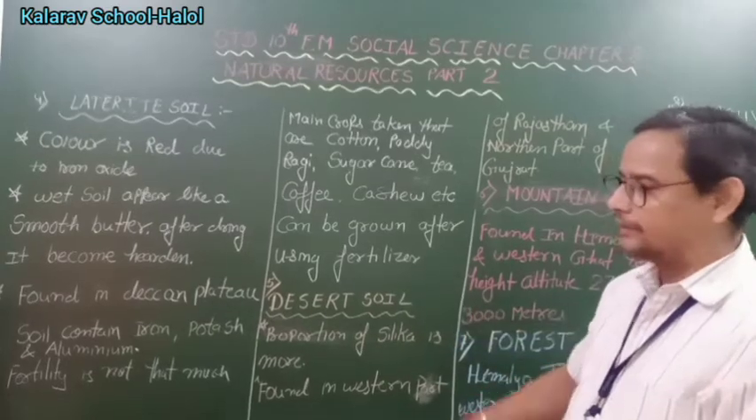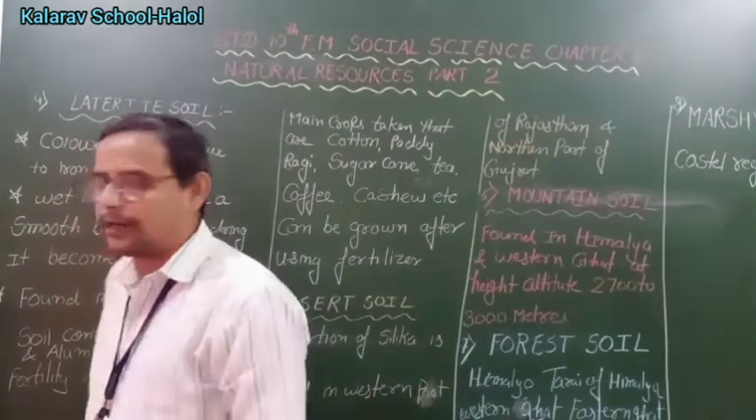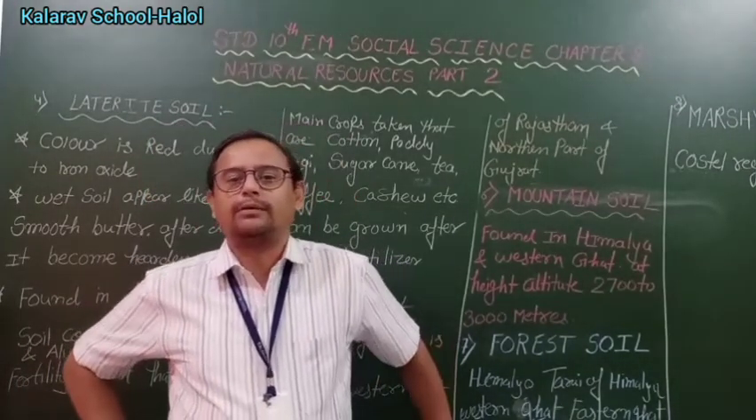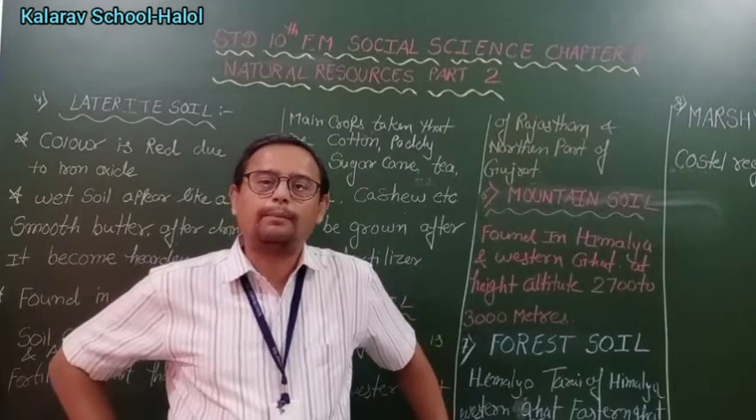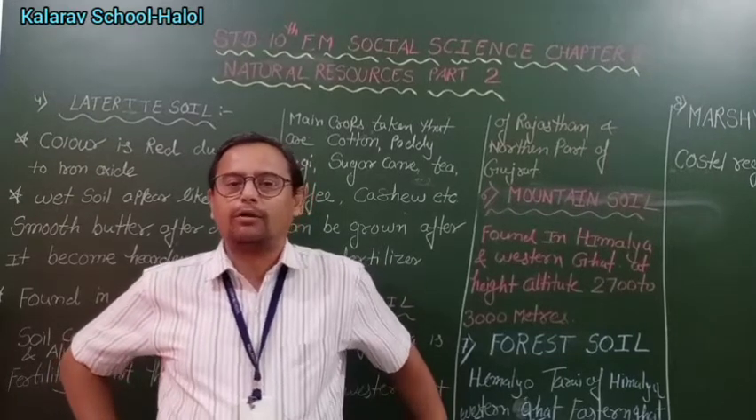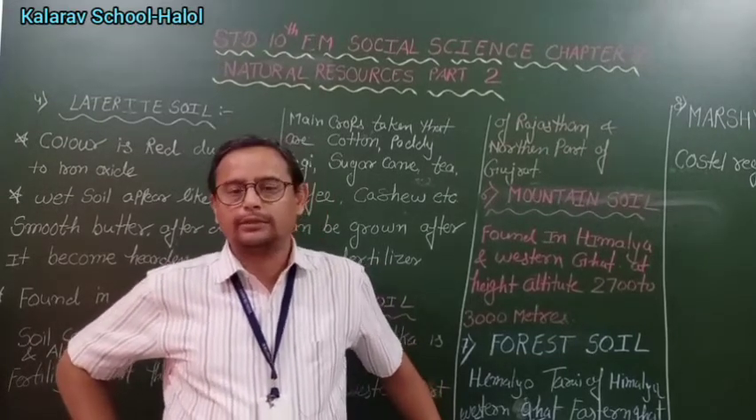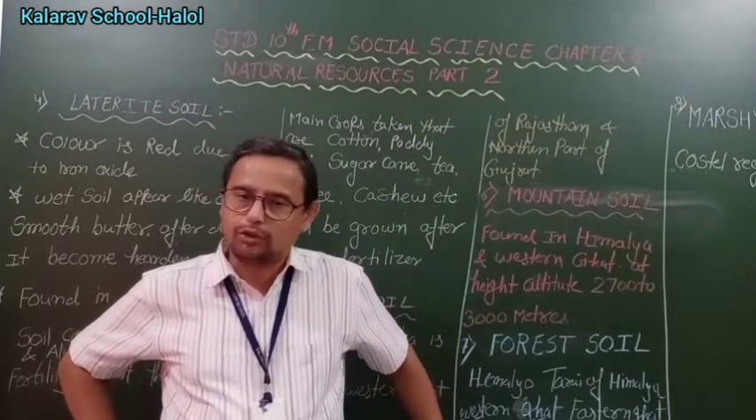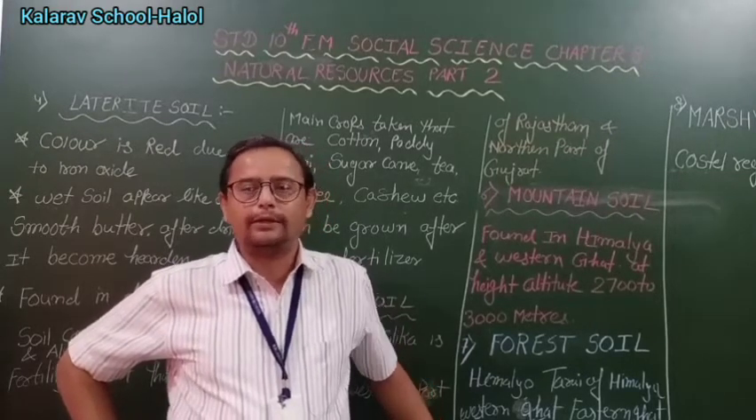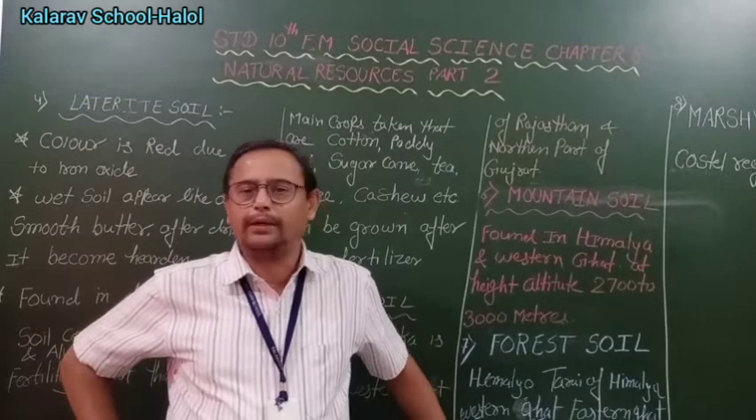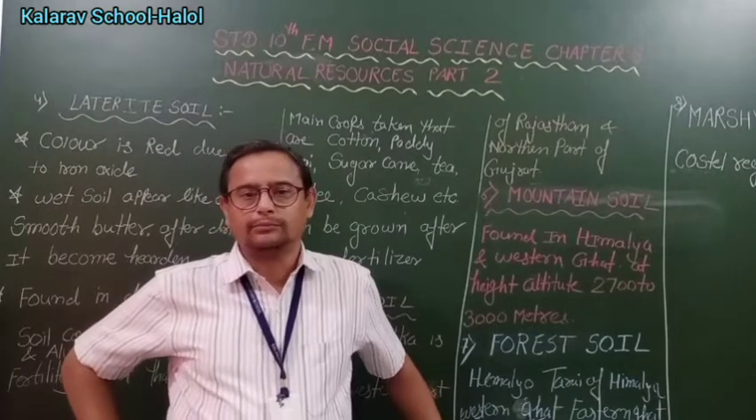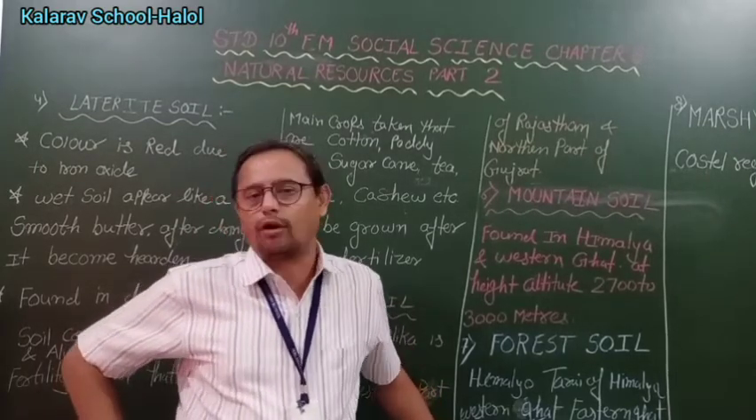Next one is the desert soil. By the name you understand that this soil you get in the western part of Rajasthan, the southern part of Punjab, similarly the western part of Haryana also, and the northern part of Gujarat and certain parts of Kutch. The proportion of silica is more, and this is not that fertile. But if it gets water, then wheat, jowar, bajra, this kind of crop can be taken.